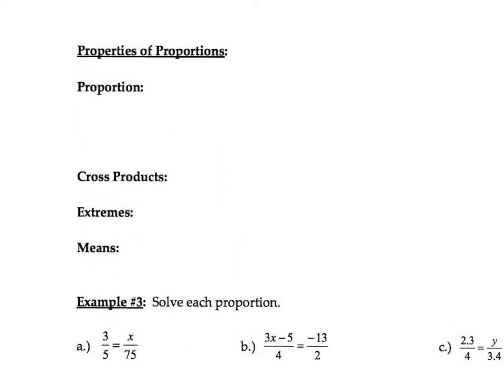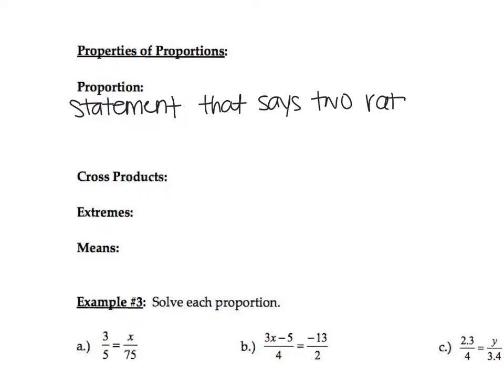Next, let's take a look at proportions. So when we talk about a proportion, it is a statement that says two ratios are equal. And the way we usually set up a proportion is A over B equals C over D. So we're comparing two ratios and we're saying those two ratios are equal.